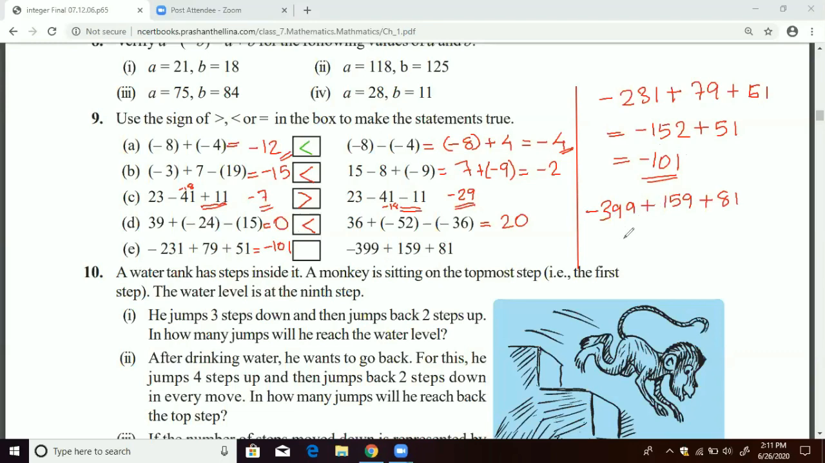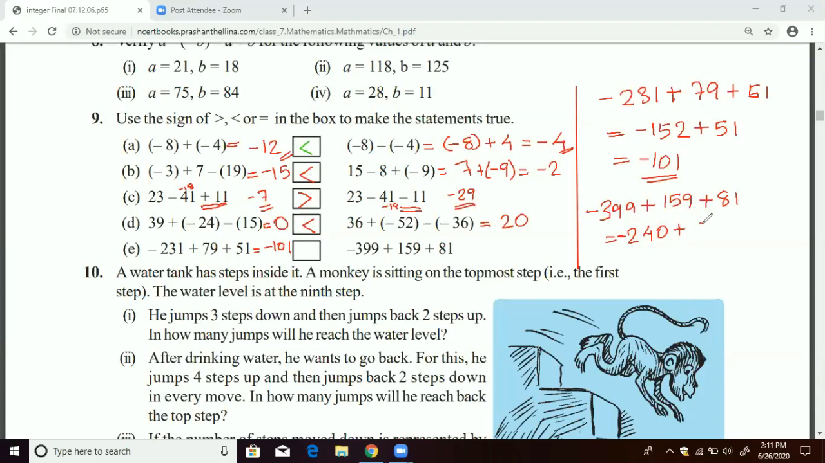And we are getting 240. What will the sign here? The greater absolute value is the negative sign number, negative 240. So the sum of these two numbers will have a negative sign.